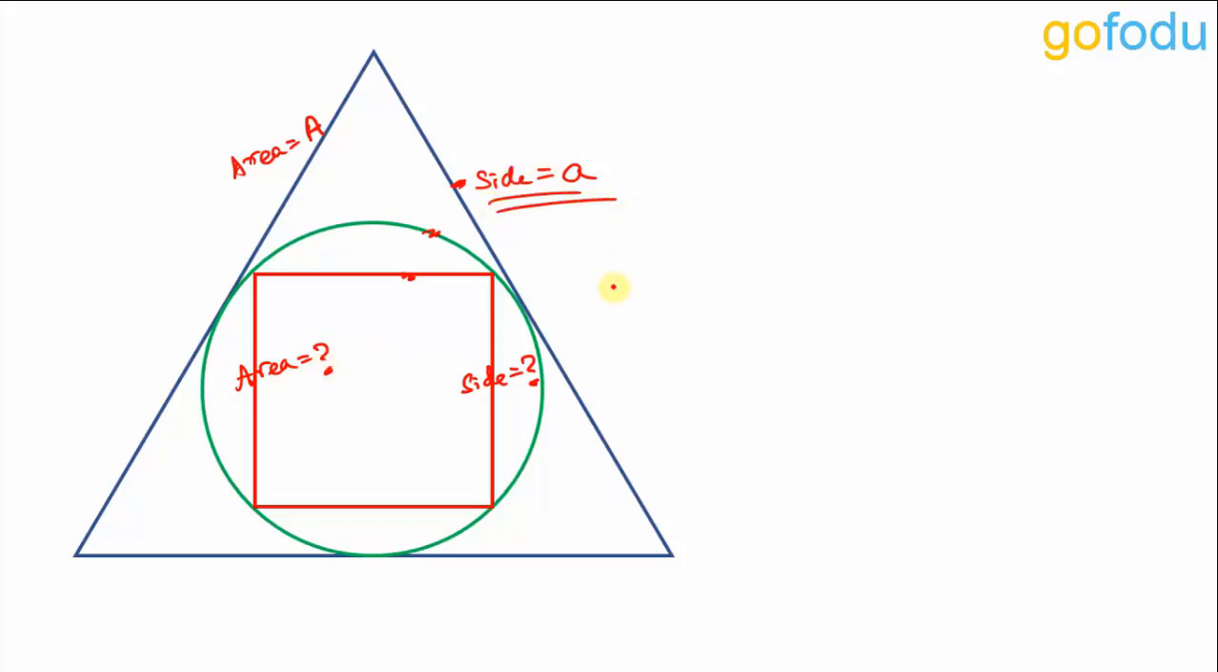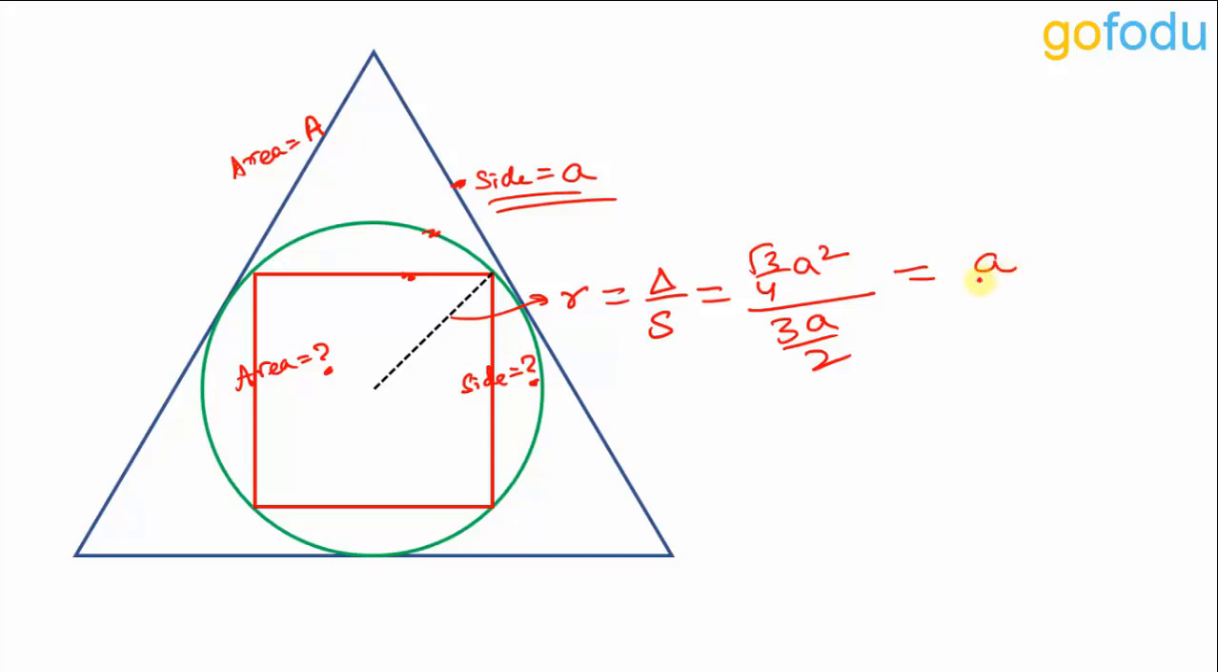Let's deal with this side problem. This side is given as A unit. Now this circle is nothing but the incircle of this triangle, so the radius of this circle will be the inradius of this triangle. What is this radius? The inradius of the triangle is delta upon S, where delta is the area of this equilateral triangle, root 3 upon 4 A square, upon the semi-perimeter, which is (A plus A plus A) upon 2, that is 3A upon 2. This will come out to be A upon 2 root 3.